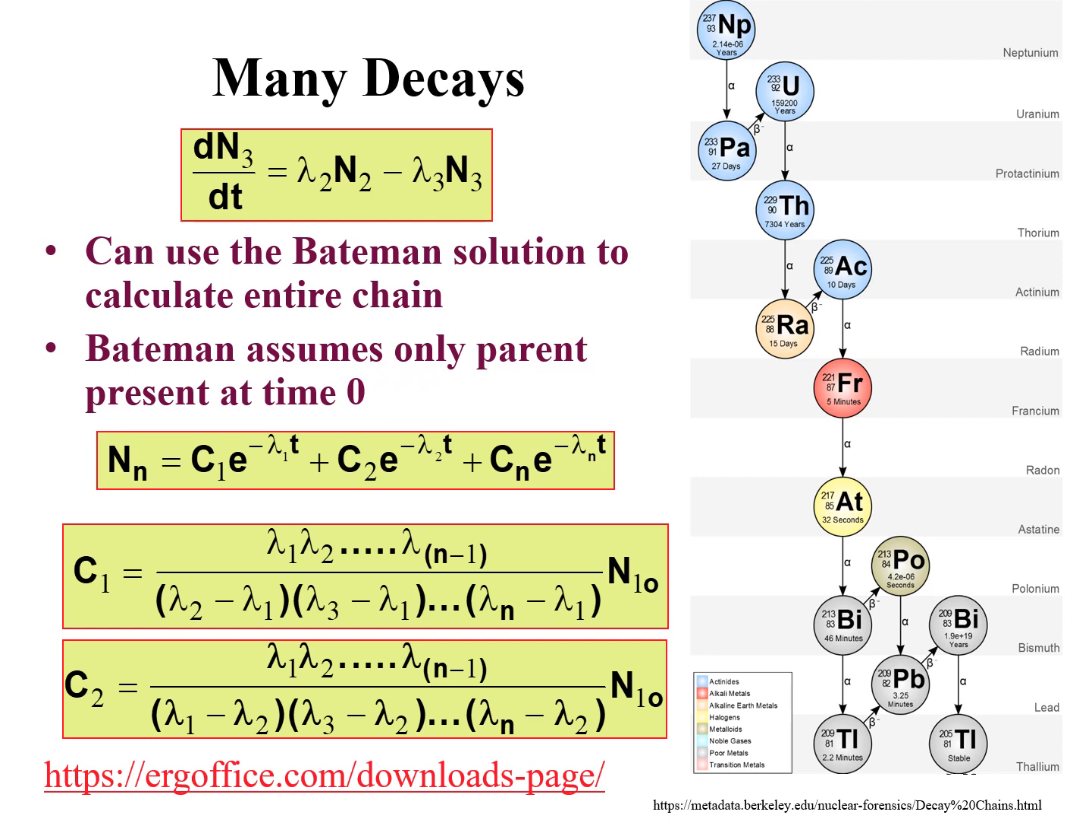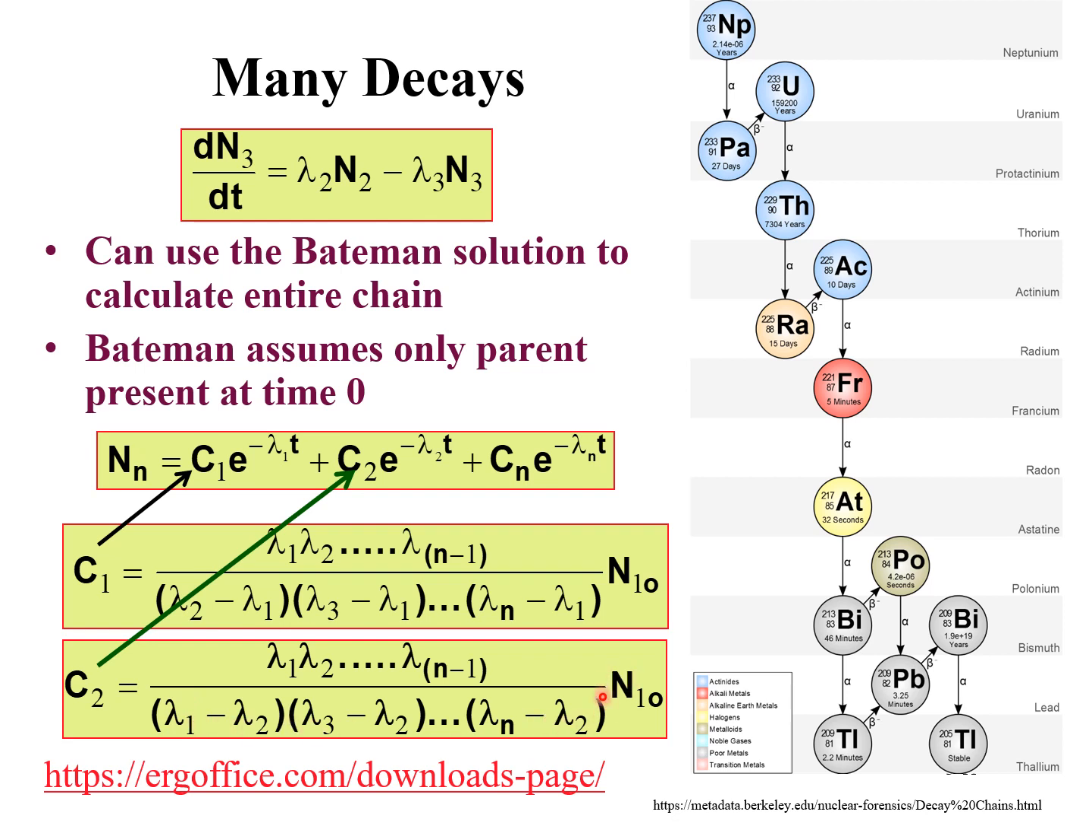It assumes that only the parent is present at time 0, and we have a factor, C1, C2, Cn. Whatever n is, the number of progeny to be calculated, it's equal to this factor here, which is shown as the decay constants from 1 to n minus 1, and the difference between the decay constants of 2 minus 1, of 3 minus 1, so of all of them for this subscript value, all the decay constants minus that value, times the initial amount of the parent.